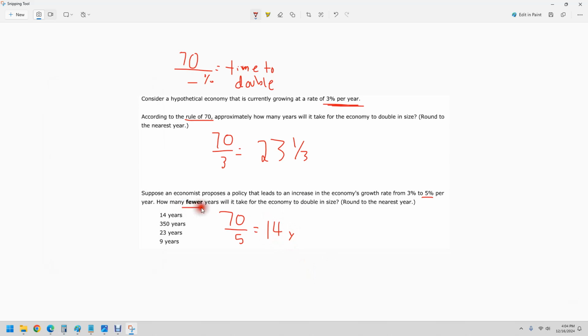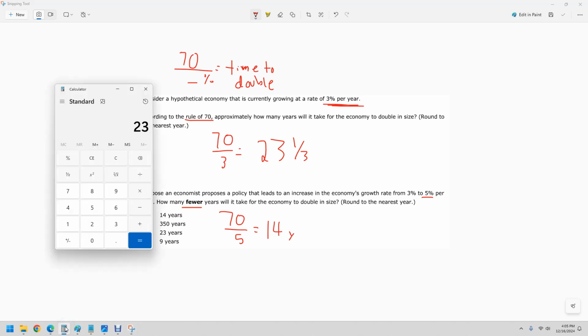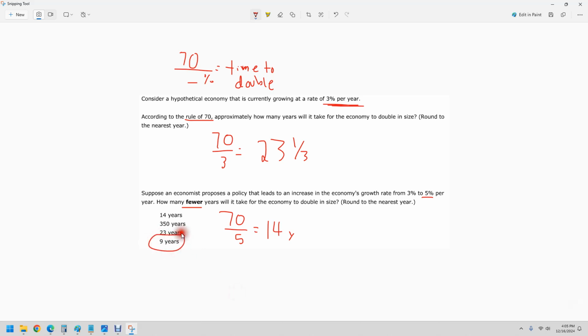So it asks how many fewer years will it take? So it's the difference here. We just take 23, well, it's really 23 and a third, I guess we're going to round that. 23 minus 14, and that is 9. Could have done that without a calculator.